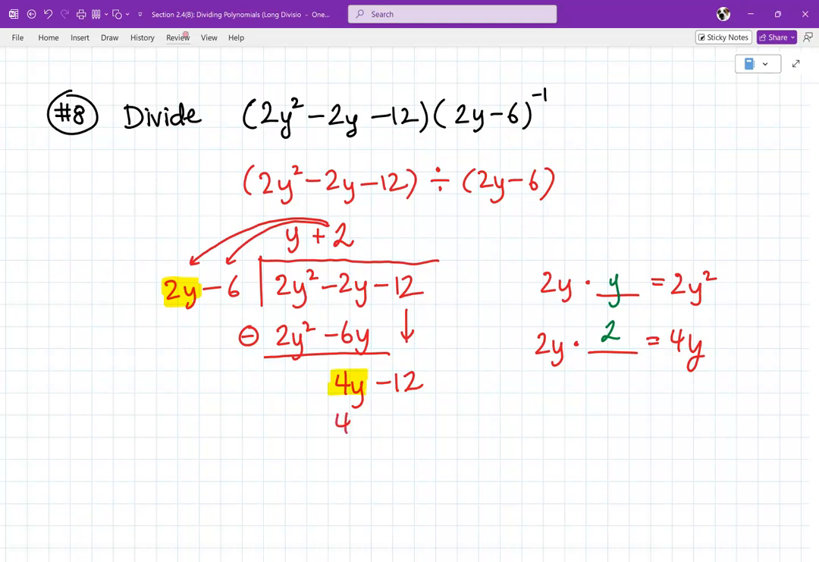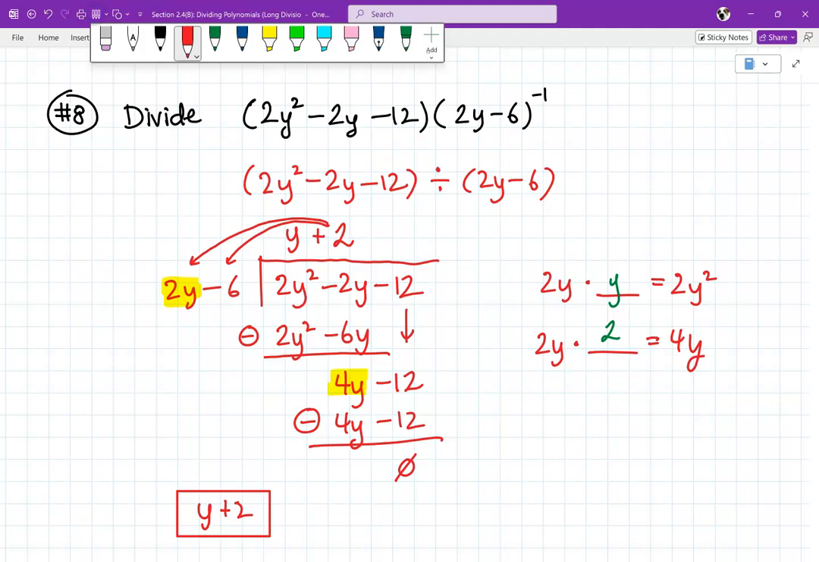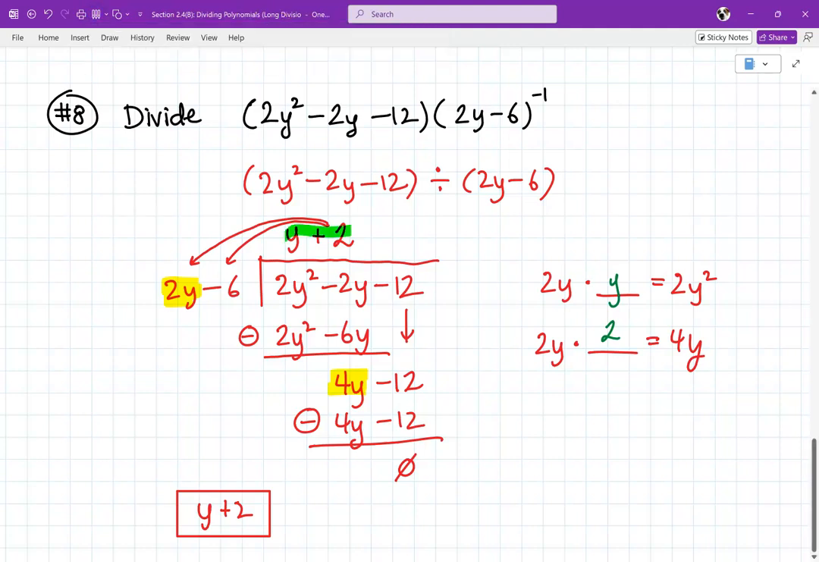2 times 2y, that's 4y. 2 times negative 6 is negative 12. And we're going to subtract. 4y minus 4y is 0. Negative 12 minus negative 12, that's also 0. So what's my answer? The y plus 2, right? The number on top, the quotient. So y plus 2 is my solution. So this part right here is my quotient. That's my answer. Okay, so this is what you guys are doing for homework today.